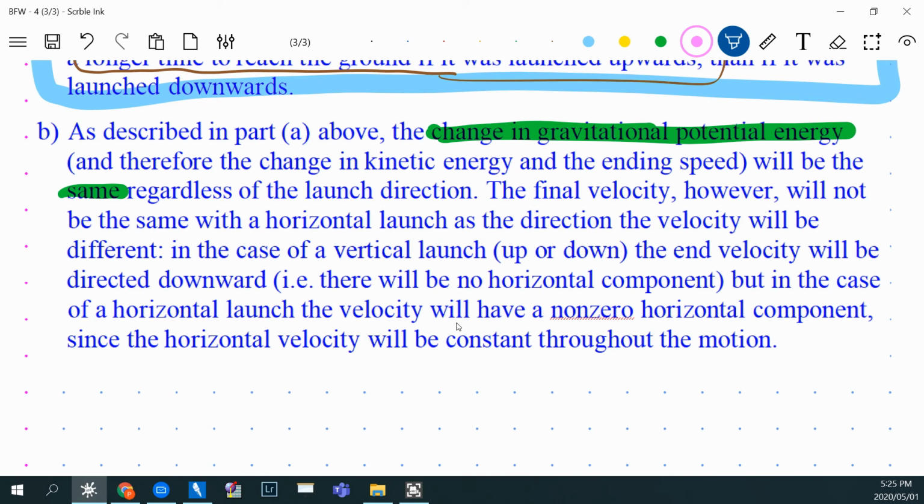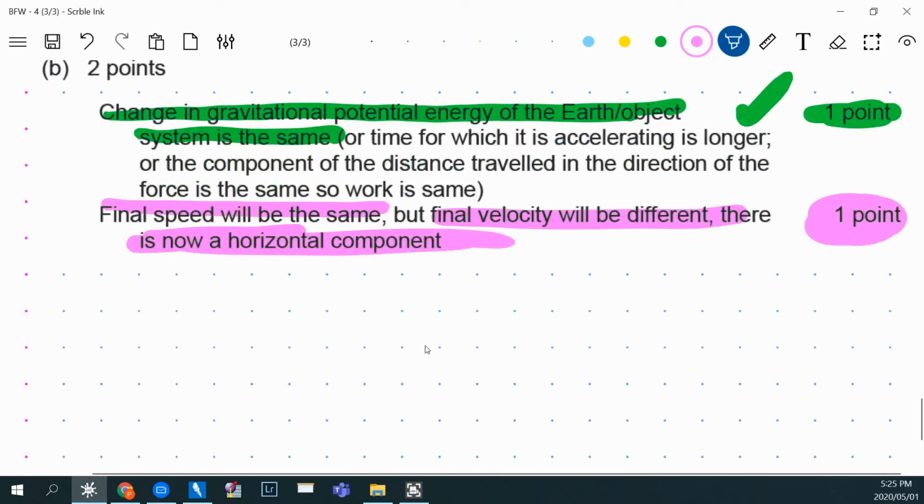Okay, so right here, therefore, where did I have it? The ending speed will be the same. We kind of already touched upon that a moment ago. The velocity, however, will not, because of, and I'm not going to elaborate from here, but there was definitely that non-horizontal component in the vertical case, but there was absolutely a horizontal component. Let's see here, where was it? The velocity would be directed, no horizontal component. Oh yeah, non-zero component versus no horizontal component. There it is. So I think I am going to award myself that final point.